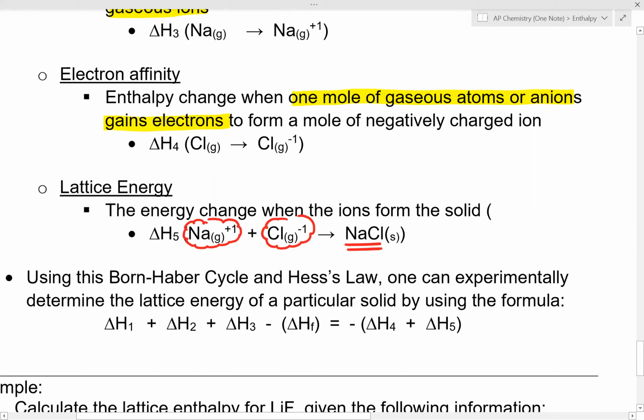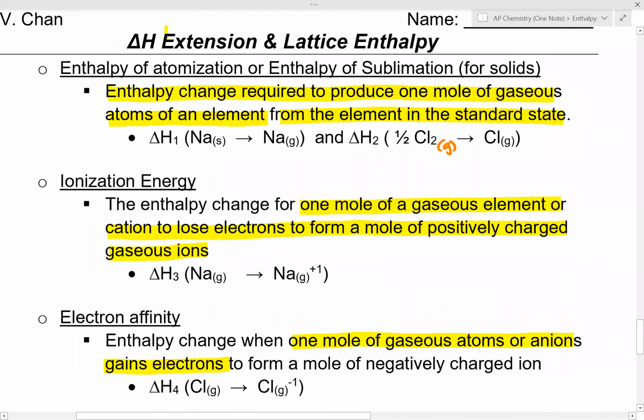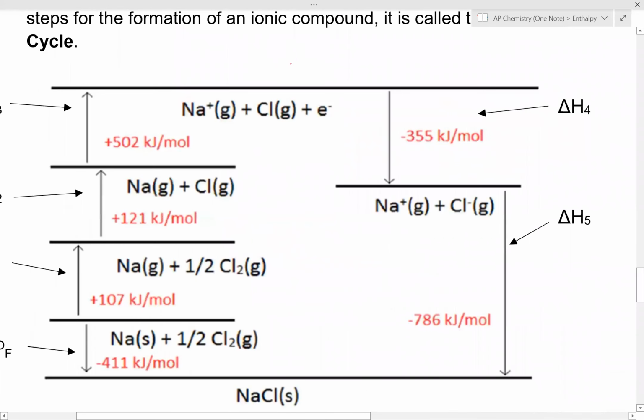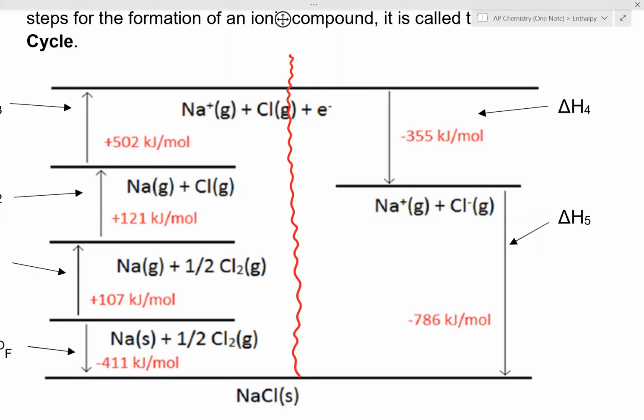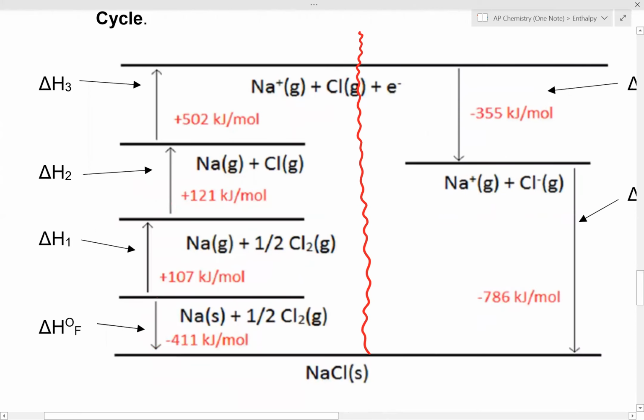Okay, now, one thing that you could take a look at is, notice on the left-hand side, I have H1, H2, H3, and negative HF. Now, you could think of it like this. If I were to break this down in half, we have all the energy going up should equal all the energy going down. Now, why is it negative HF?